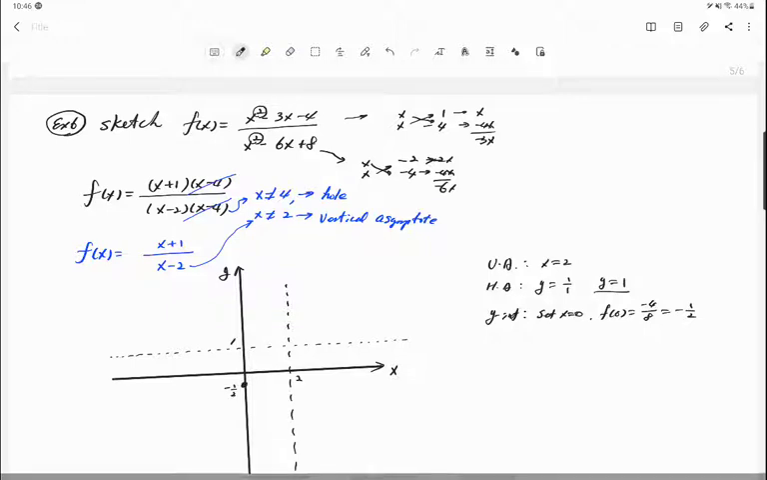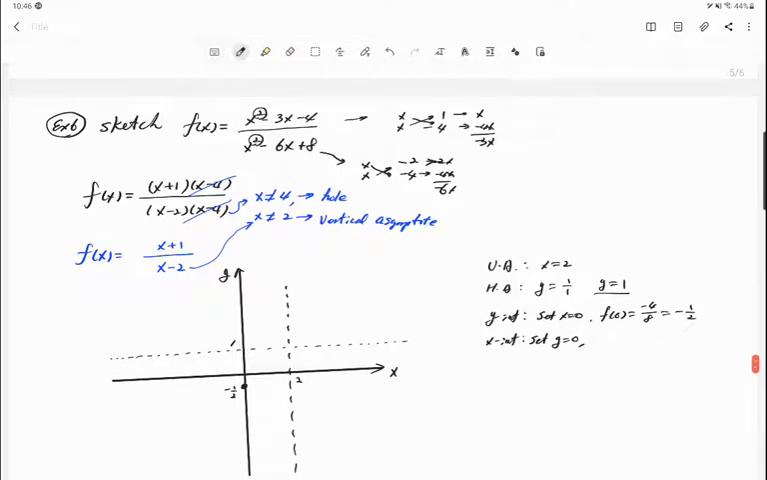That's the y-intercept. How about the x-intercept? For the x-intercept, set the other variable, y, equal to 0. That means set the numerator equal to 0, because this is a fraction. Then the numerator is x plus 1. x plus 1 equals 0, so x equals negative 1. So the x-intercept is negative 1 and 0.